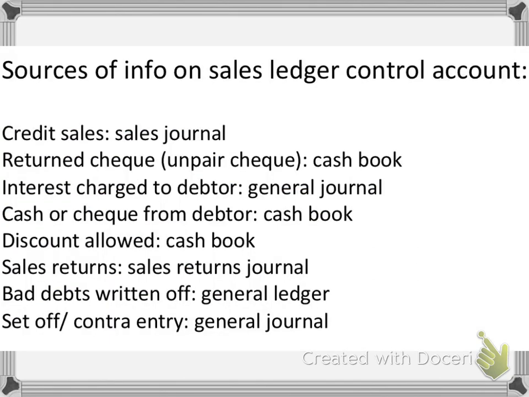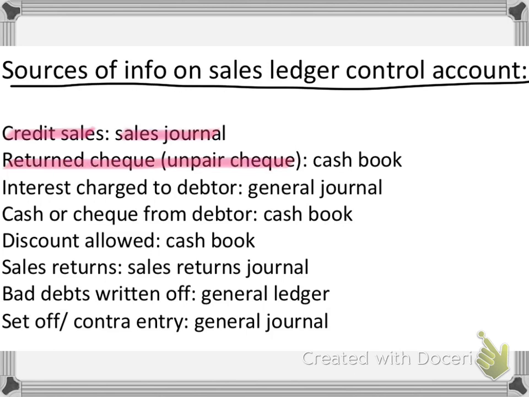Now we'll have a look at the sources of information for the sales ledger control account. The credit sales go in the sales journal, and the returned check or unpaid check is from the cash book. Interest charged to debtor is the general journal. Cash or check from debtor is the cash book. Discount allowed is the cash book. Sales return is the sales return journal. Bad debts written off is the general ledger, and set off or contra entry is the general journal.